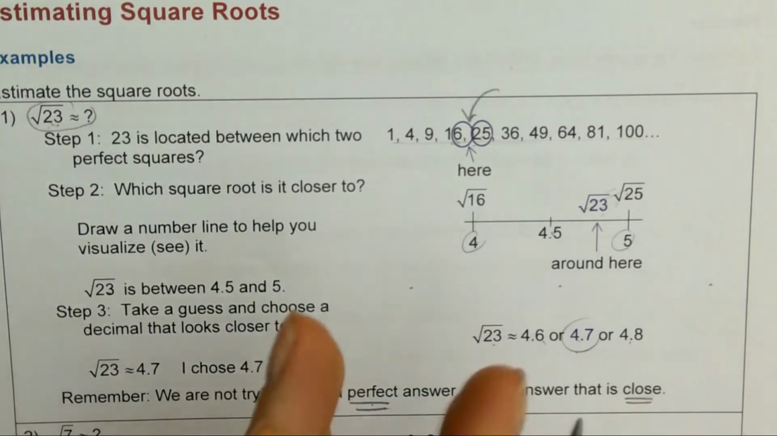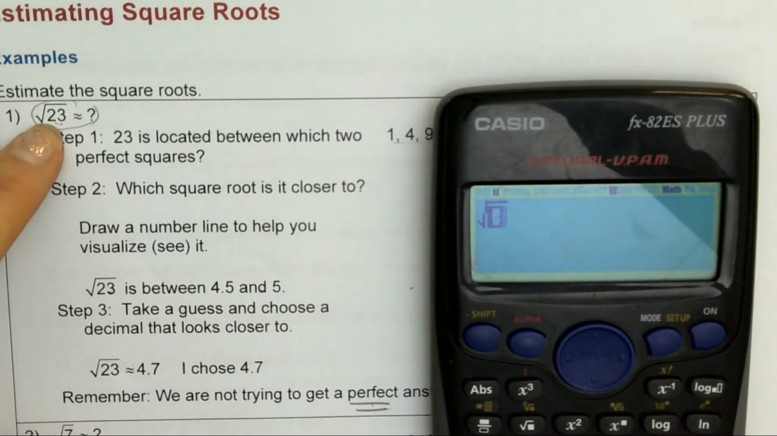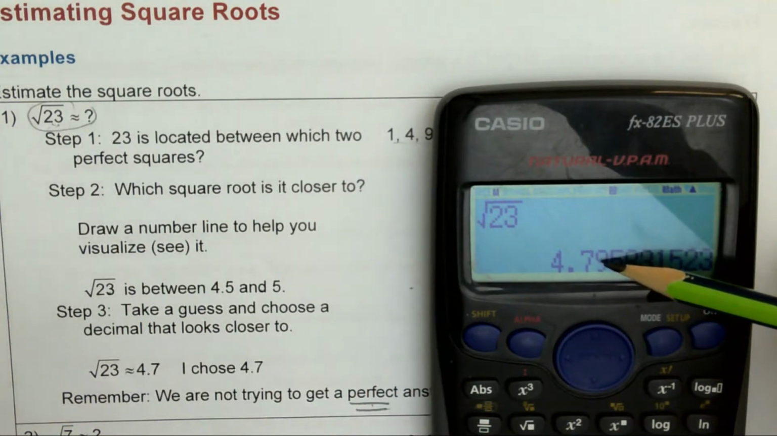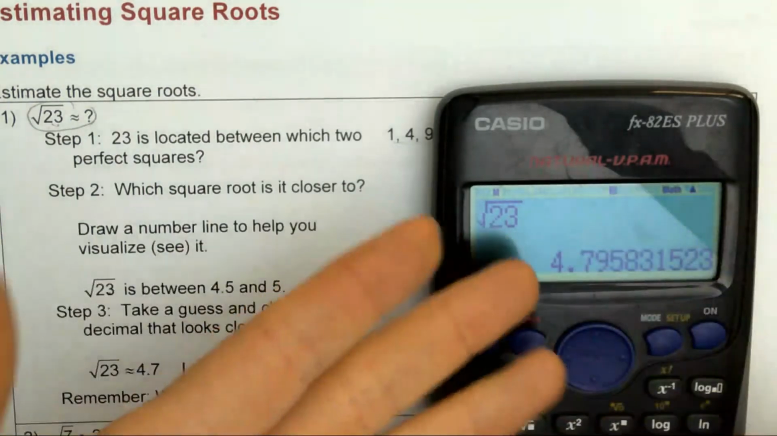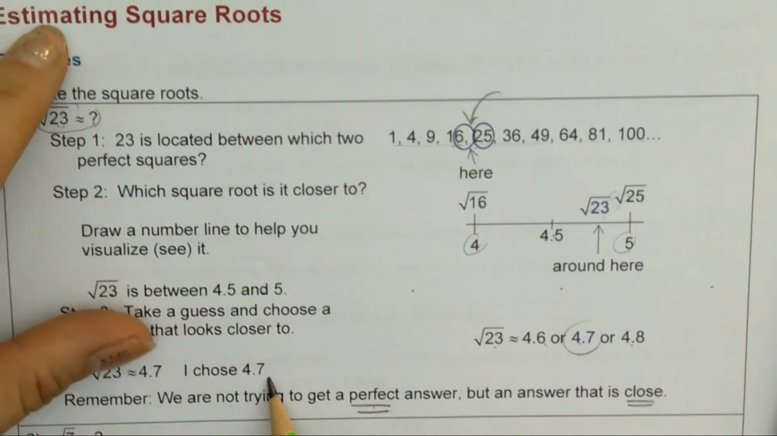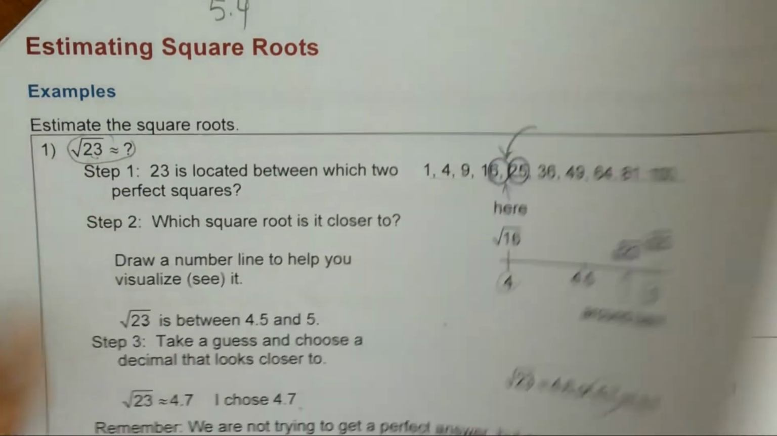Close. Okay? So let's check. The square root of 23 is, push SD for decimal, 4.79. So that 9 has lots of wasta. He's big, so he rounds him up to a 4.8. So it's approximately 4.8. I chose 4.7. It's okay. I'm close. And estimating square roots is about being close, not about being perfect. Okay? So let's do some questions together.